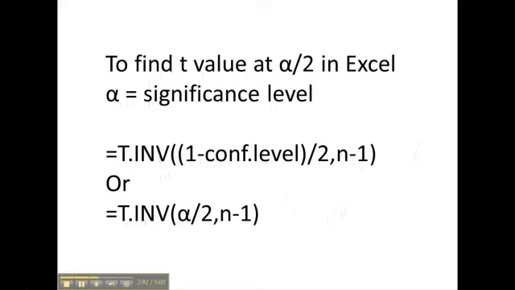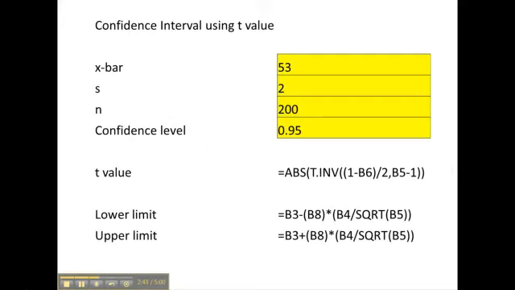Okay, so let's take a look at this in action. Here we have a problem. Our sample mean is 53. Our standard deviation for the sample is 2. Our sample size is 200, and we have chosen a confidence level of 95%. First, to calculate the t-value, I added ABS, which stands for absolute value, so that if my t-value is a negative number, it gets rid of that, and I can put it directly into my other formulas and not worry about whether it's positive or negative. Otherwise, it's the same t.inv formula.